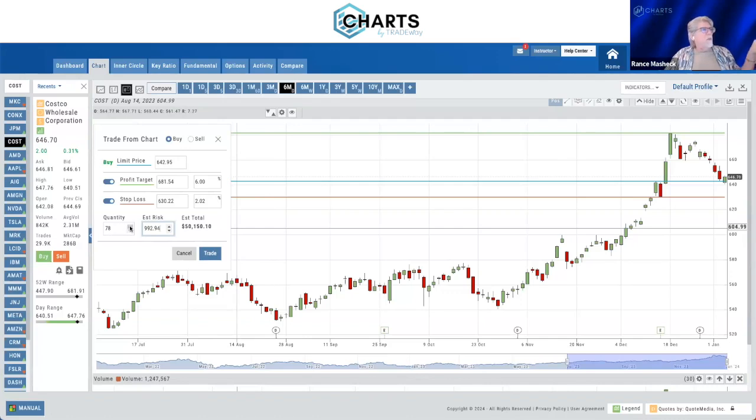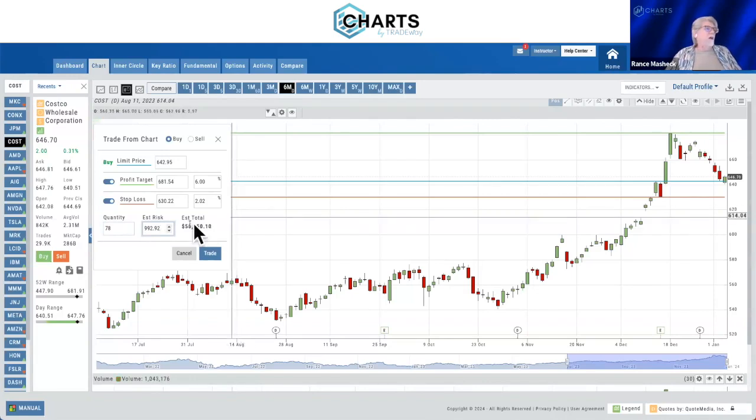So if I went up 1 more share to 79 shares, now I'm over $1,000. So it's always going to make sure that it's below whatever you entered, but it's going to go to the closest share count to that. And then it tells you that's also $50,000 worth of stock. So that might impact your position too. I'm doing this on a $600 stock, so it's up there.